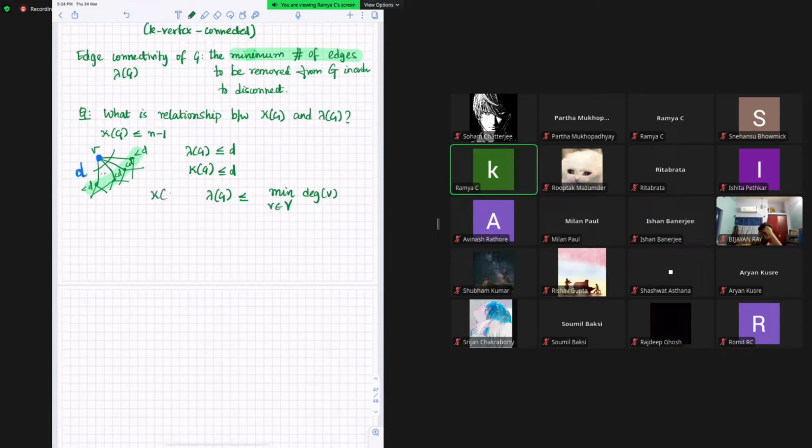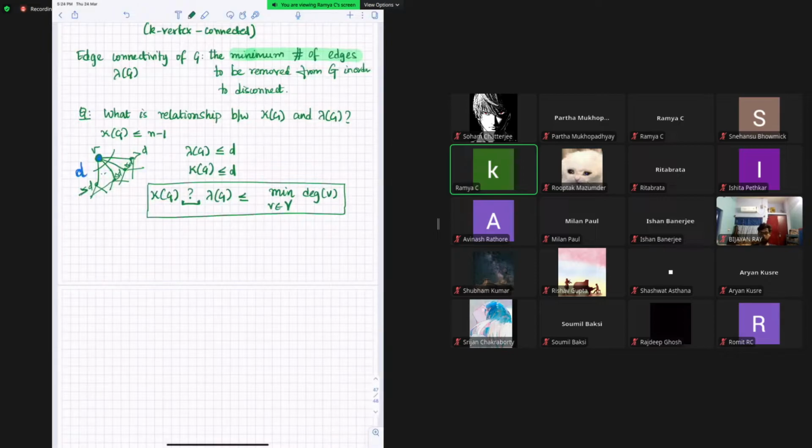So now the question is, what is the connection between these two? What's the direction of the inequality here? Is this clear? Yeah, it should be minimum degree. As in, everything else has degree greater than this one. This is the one with the smallest degree, so it's enough to actually remove this.